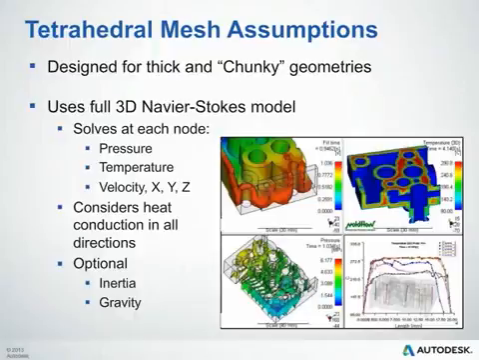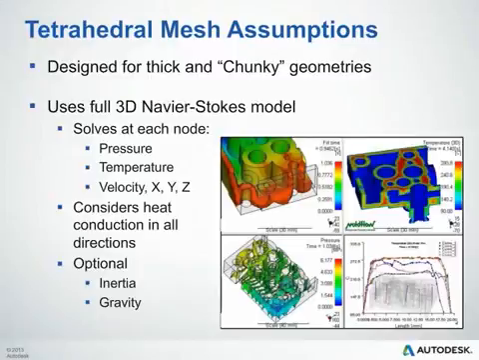Now for tetrahedral mesh assumptions, we'll get into these in a little more detail. As we mentioned, the tetrahedral mesh or the 3D mesh is designed for thick and chunky geometries. We're using a full 3D Navier-Stokes model, which is solving pressure, temperature, and all 3 velocity vectors at each node through the thickness of this part. That's what allows us to capture these complex flow fronts and what's truly going on through the thickness of the part. We're also seeing heat conduction in all directions, so we're not making that assumption that we're neglecting heat loss through the edge elements.